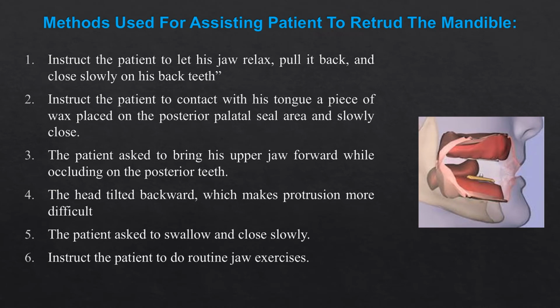Methods used for assisting the patient to retrude the mandible. Instruct the patient to let his jaw relax, pull it back, and close slowly on his back teeth. Instruct the patient to contact with his tongue a piece of wax placed on the posterior palatal seal area and slowly close. The patient is asked to bring his lower jaw backward while occluding on the posterior teeth. The head is tilted backward, which makes protrusion more difficult. The patient is asked to swallow and close slowly. Instruct the patient to do routine jaw exercises.